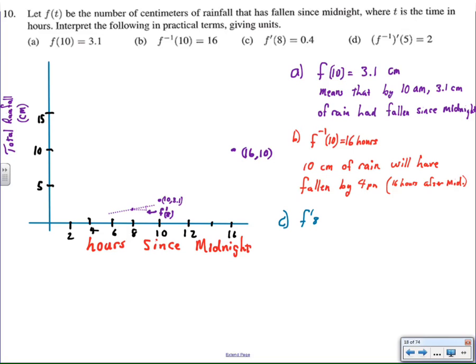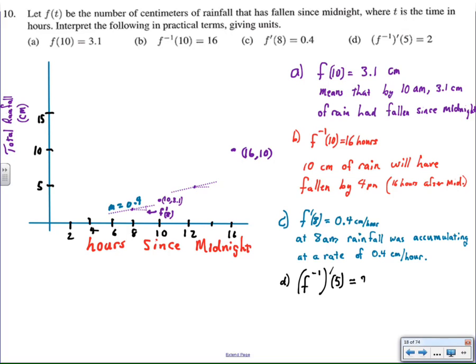F prime of 8 equals 0.4 is not talking about rainfall. Instead, it's talking about a rate of change in rainfall. So basically what it's saying is we have a rate of 0.4 centimeters per hour, or in other words, 4 centimeters every 10 hours of rain. That's how fast the rain was falling at 8 a.m. So I would say at 8 a.m., rainfall was accumulating at a rate of 0.4 centimeters per hour.